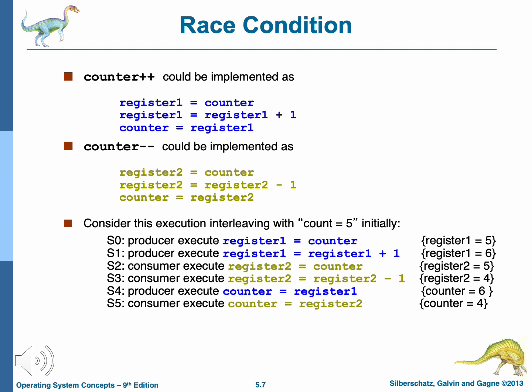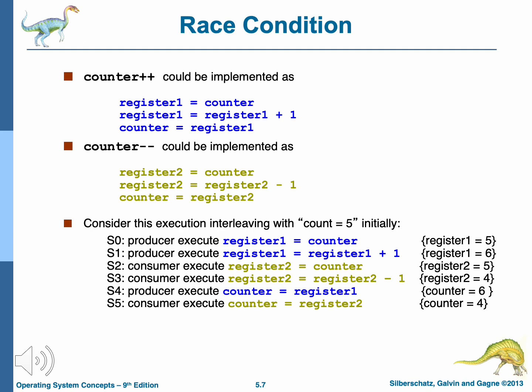Note that the statement counter++ may be implemented in machine language on a typical machine as given here. Register 1 equals counter, register 1 equals register 1 plus 1, counter equals register 1, where register 1 is one of the local CPU registers. Similarly, the statement counter-- is implemented as follows. Register 2 equals counter, register 2 equals register 2 minus 1, counter equals register 2, where again register 2 is one of the local CPU registers.